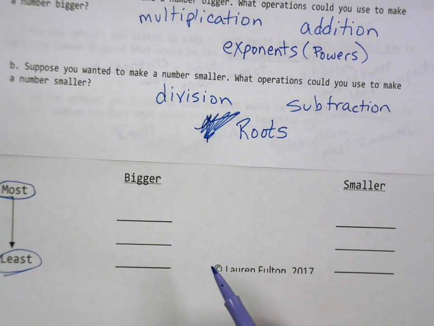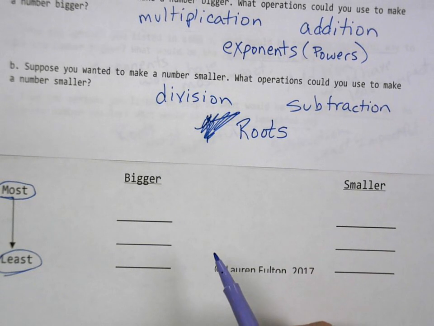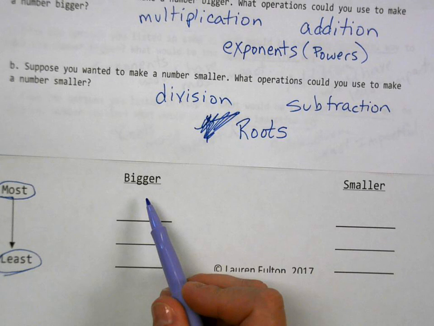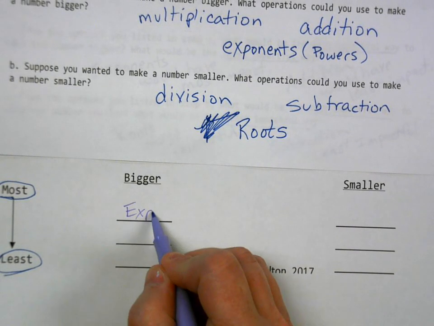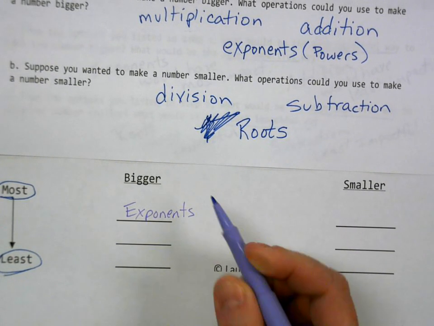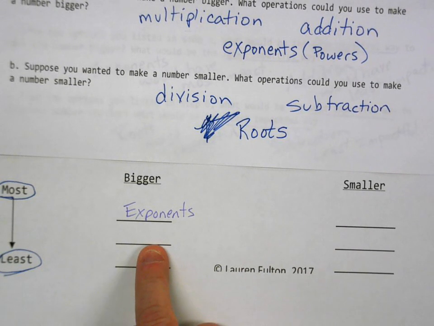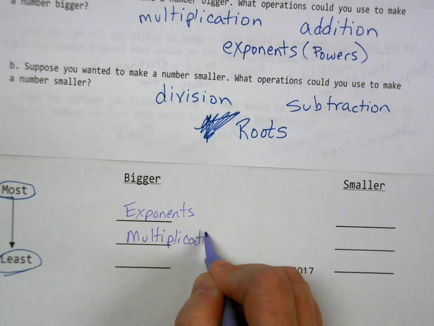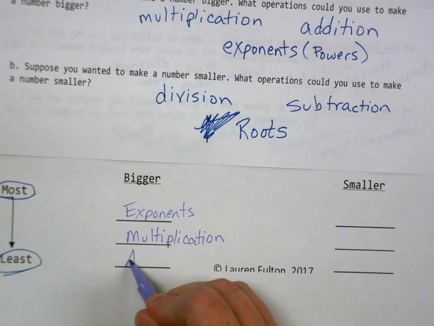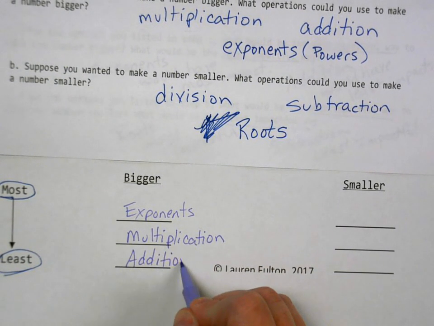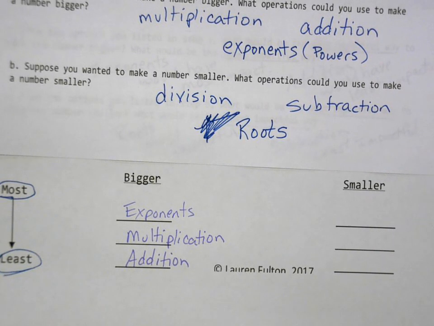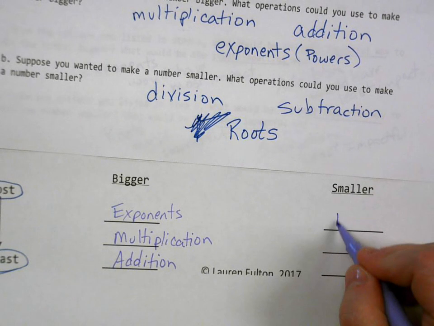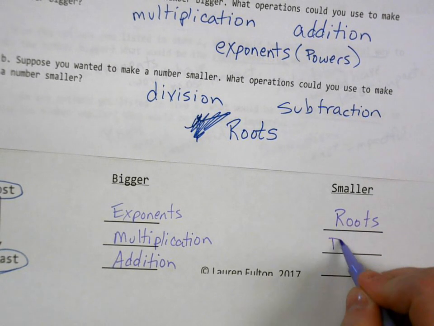So take a few moments and decide which order you're going to put those in. So let's see, what was the most impactful for making a number bigger? Exponents. What would be the next? And then addition last. So what about the smaller? Roots, division.